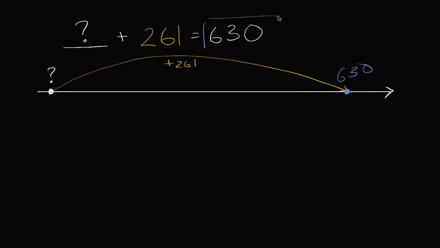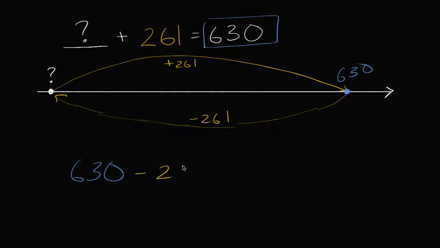That's the 630 right over there, which means that if we start at 630 and we were to subtract 261, if we were to go the other way, so minus 261, we're going to get back to blank. We're going to get back to our question mark.